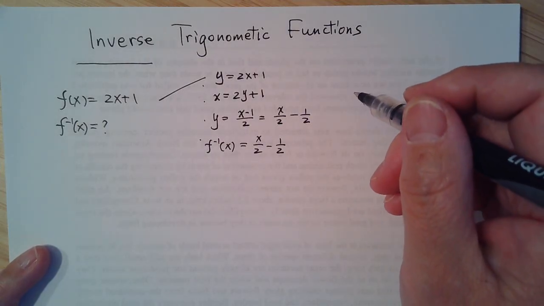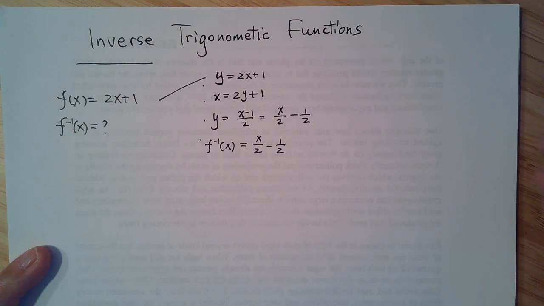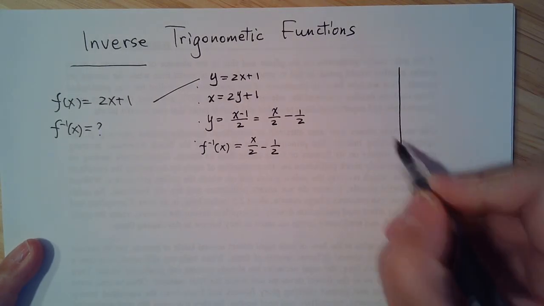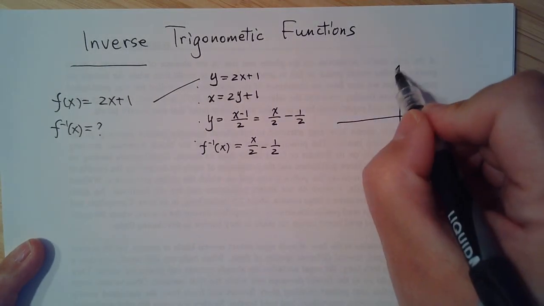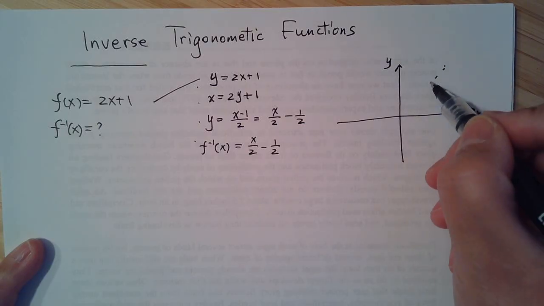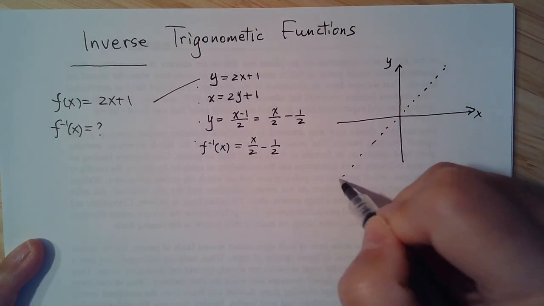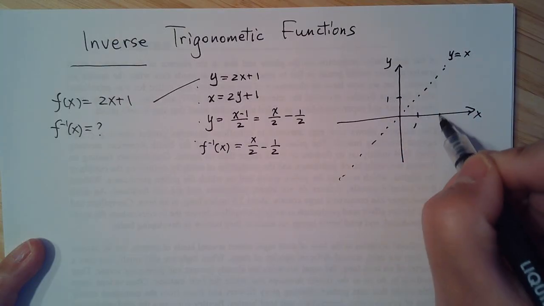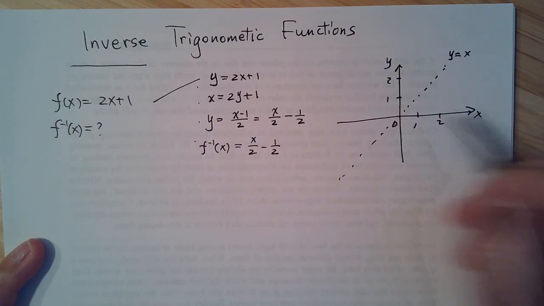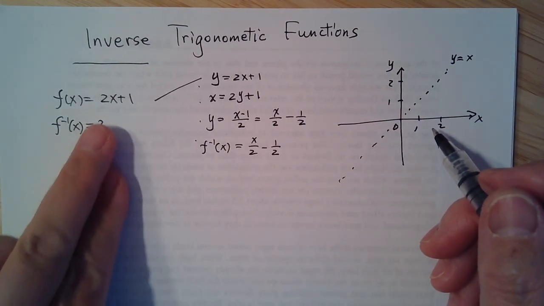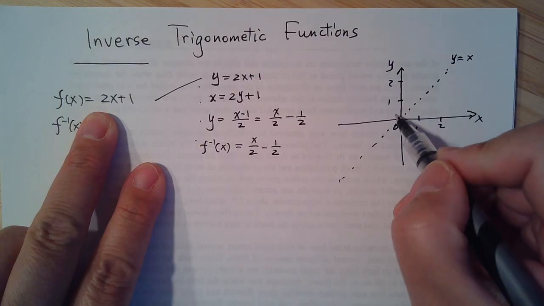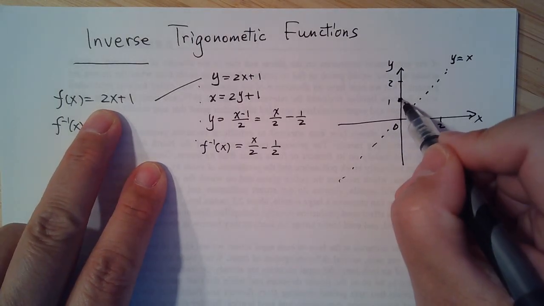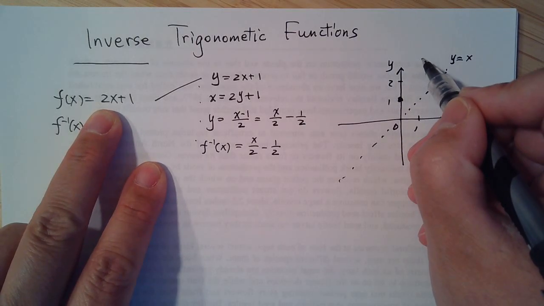However, we know something else. If two functions are inverses of each other, then their graphs are symmetric along the 45 degree line. So if you have x and y, and this is your 45-degree line, y equals x. Here's 1, and 2, and here's 0. Now, the graph of the first one, y equals 2x plus 1. When x equals 0, y is 1. When x is 1, y is 3, so you get that point.